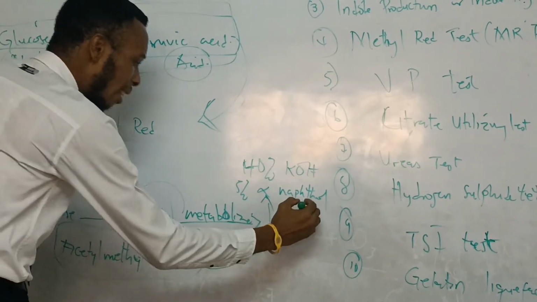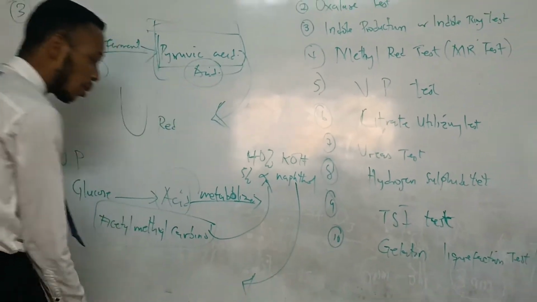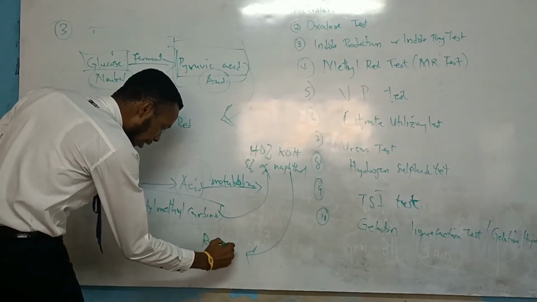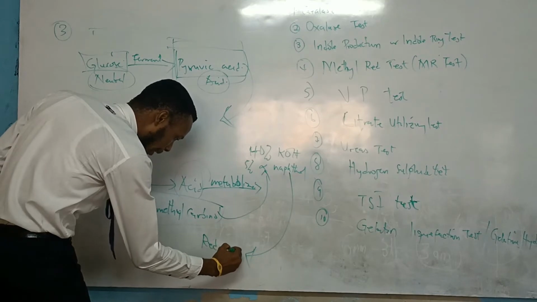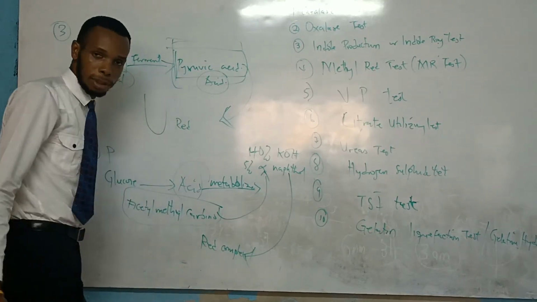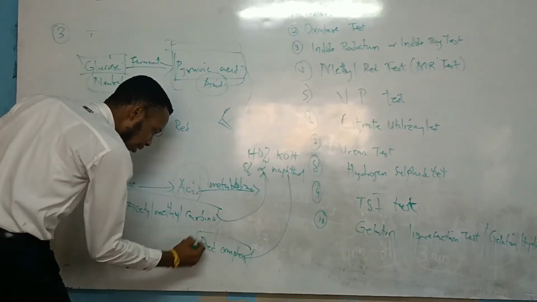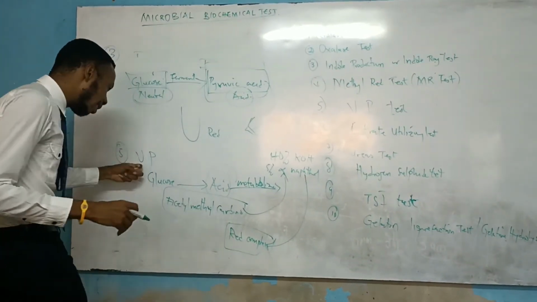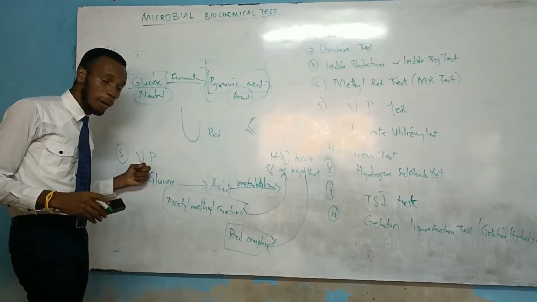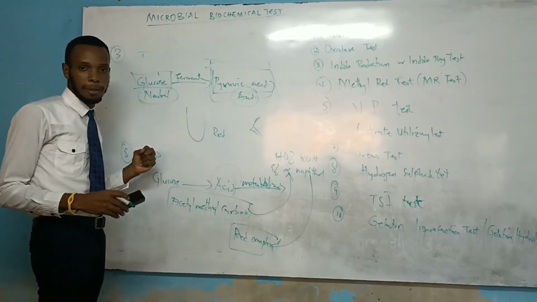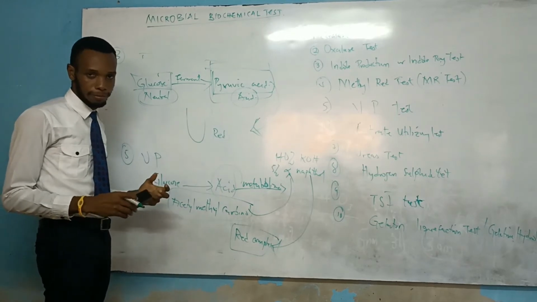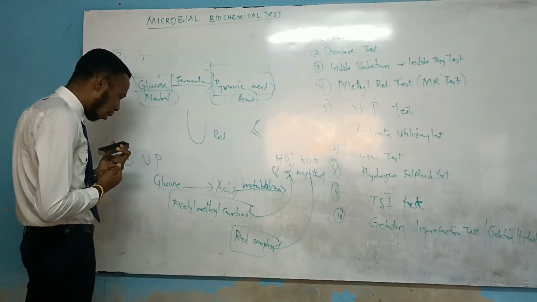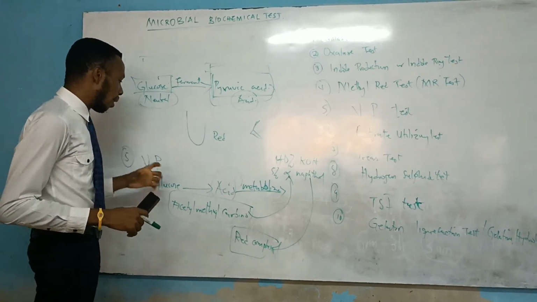in the presence of this, they give a red coloration, a red complex is formed. As this red complex is formed, it indicates that the microorganism is positive for the VP test.